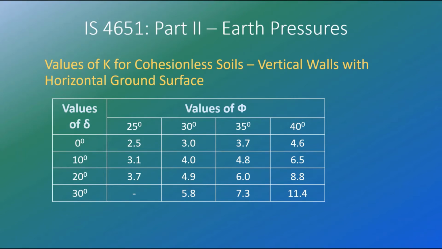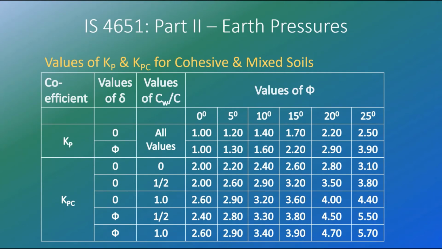Now we are moving on to passive coefficients. The trend is one of direct relationship between Kp and phi, delta values. Moving on to the last slide. Again, this is a further extension of the previous slide. Similar to the active earth pressure coefficient, Kp values are presented for cohesive and mixed soils.